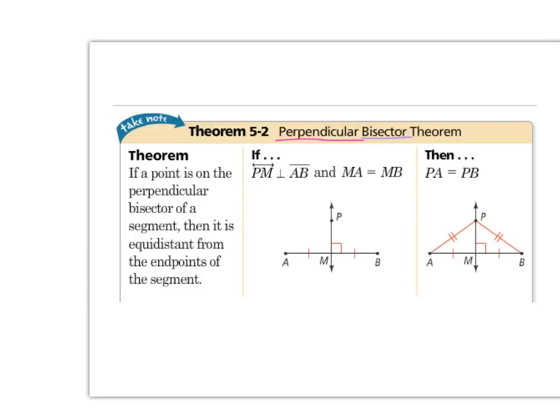So we see here if PM, so that line PM, is perpendicular, that's what that little symbol right there means, to segment AB, so perpendicular forms that right angle right there, and MA, so that segment on the left, is equal to MB, so that means it bisected it, it cut it in half, then lines drawn from any point on PM there to the endpoints, one to point A and one to point B, are going to be the same distance or the same length or congruent as well. Okay? All right, so that's the first part there.